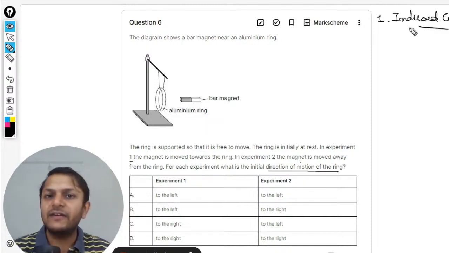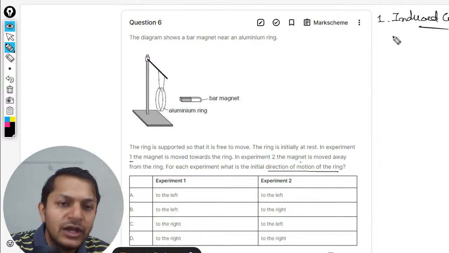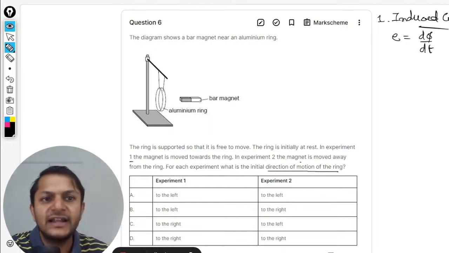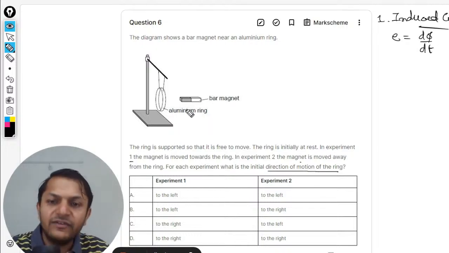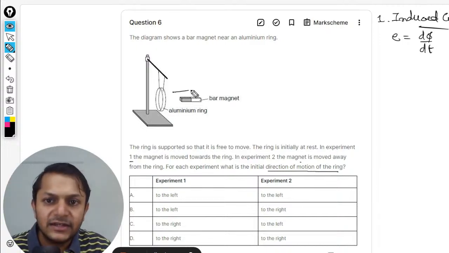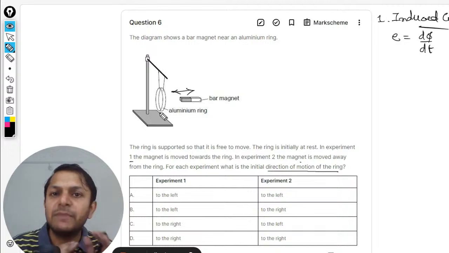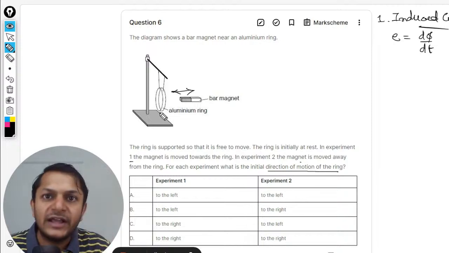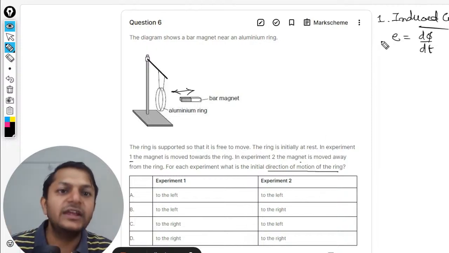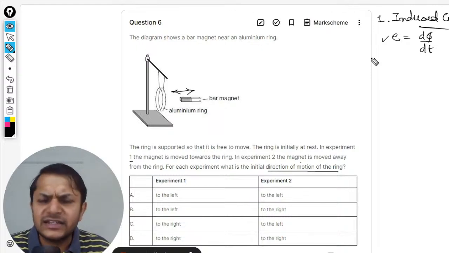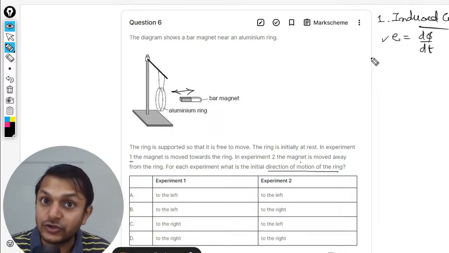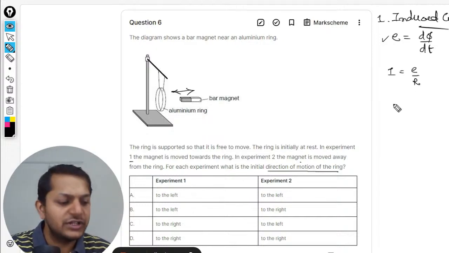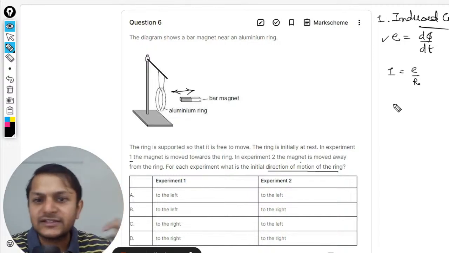we know that whenever there is a change in flux, EMF is induced, and it is given by the formula by Faraday, that is E is equal to d phi by dt. So definitely when we are moving this magnet to and fro, there is a change in the magnetic flux associated with the ring. Now, the flux linked with the ring is changing, due to which there will be an induced EMF, and definitely there will be a resistance of the ring, so there will be an induced current also. The induced current will be given by E divided by R, so this induced current will start flowing in the ring.